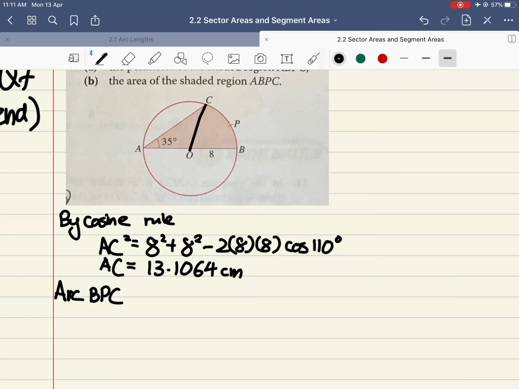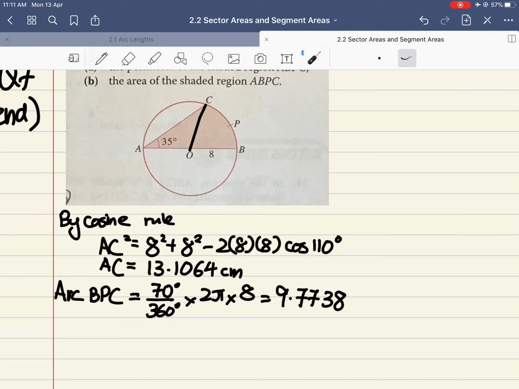Now, next thing I need to do is to find the arc BPC. So the length of arc BPC will be theta over 360 times 2 pi r. If I take a look here, this was 110 degrees. It makes this angle here 70 degrees. So now, if I'm trying to find the arc of BPC, it's 70 over 360 times 2 pi times 8. So what I'll get here is 9.7738.